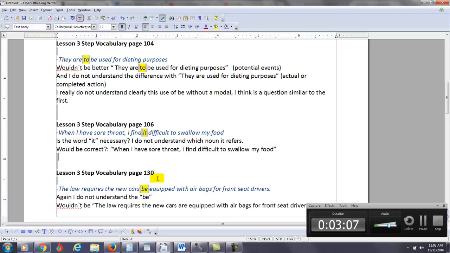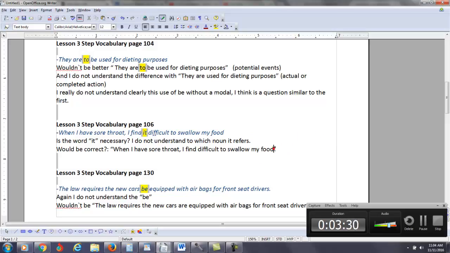Alright? So your next question: when I have sore throat, I find it difficult to swallow my food. You say, is the word it necessary? I do not understand which noun it refers to. I would put this in here too to make that correct. When I have sore throat, I find it difficult to swallow my food.